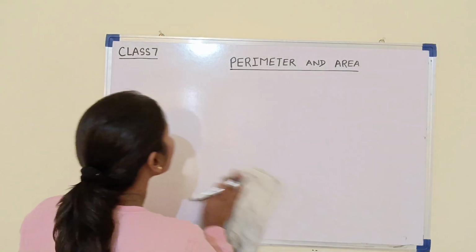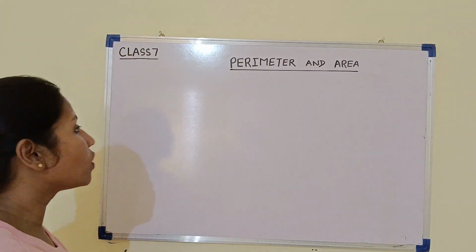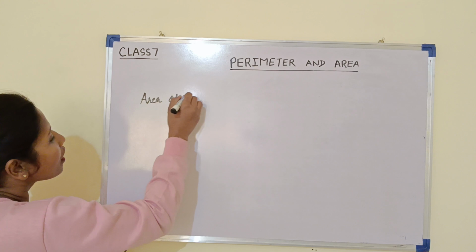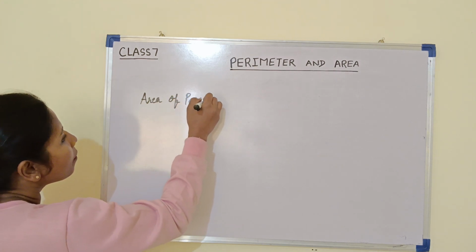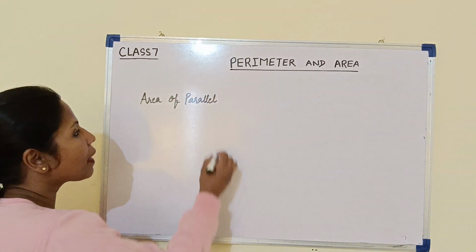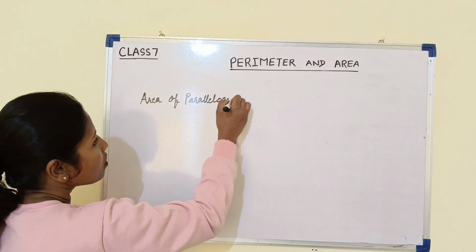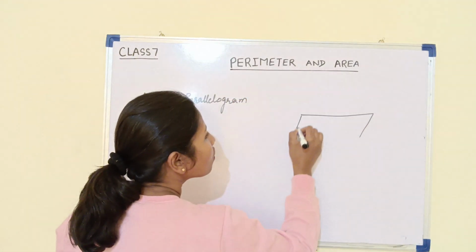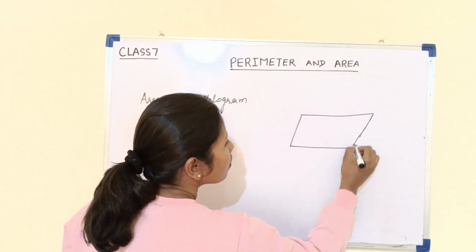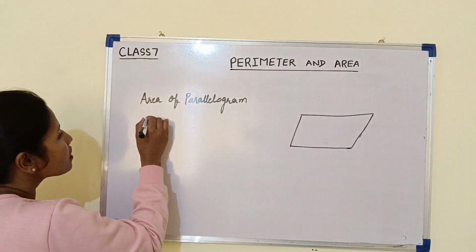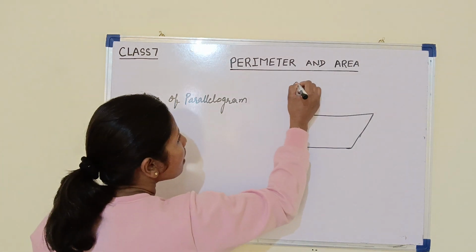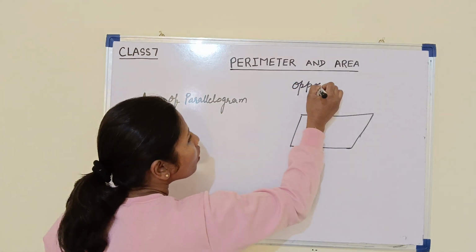Okay, now there is one more concept, parallelogram. Area of parallelogram. ये parallel से बना है parallelogram. So what is the definition of parallelogram? Opposite sides are parallel and equal.